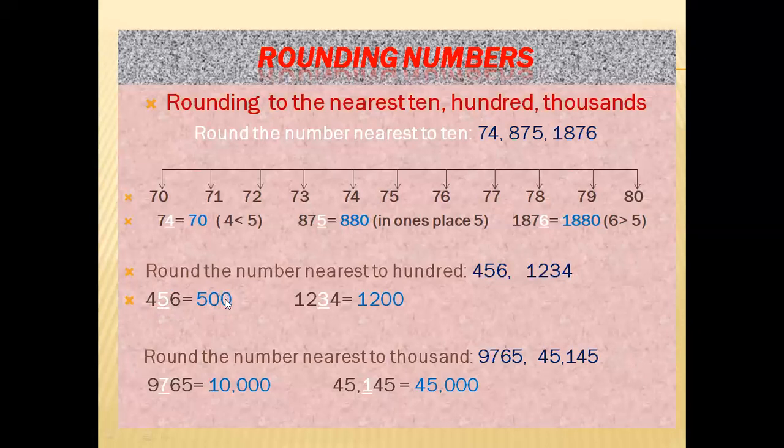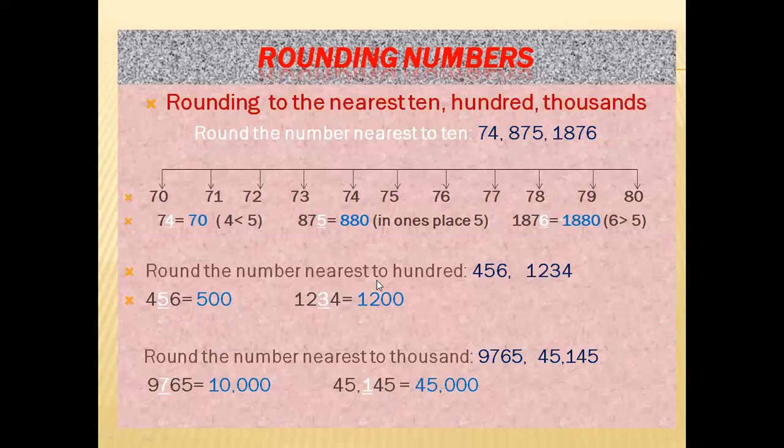For all problems like that, you have to put 0 for the next digits. See here, 456 becomes 500. Rounded to the nearest 100, 456 becomes 500. Understood? Because the tens place has 5. Okay, next, see.